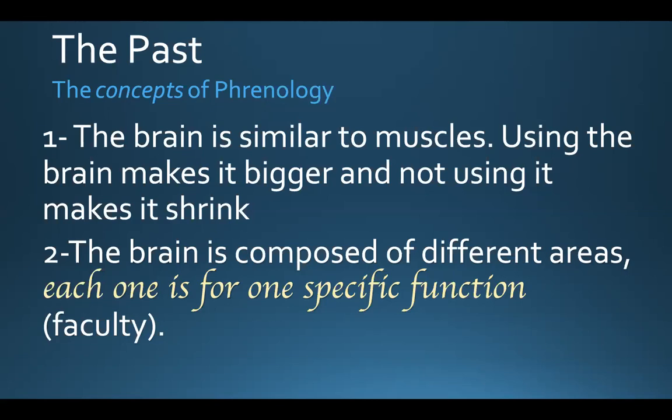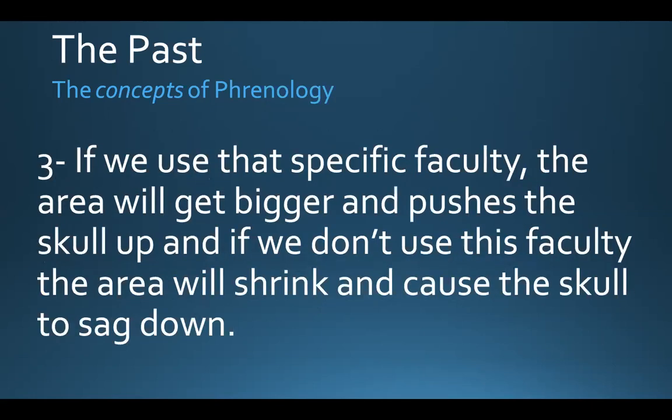So these phrenologists felt that the brain is exactly the same. Every personality trait, every thinking feature has a specific location, and they simply have to find it, study it, and then they know the brain, and this is the science of the mind. Third concept is that if you use a specific area, faculty, or certain function, it will get bigger and it's going to push the skull up above it. And if you don't use it, the faculty will shrink and the skull above it will sag down.